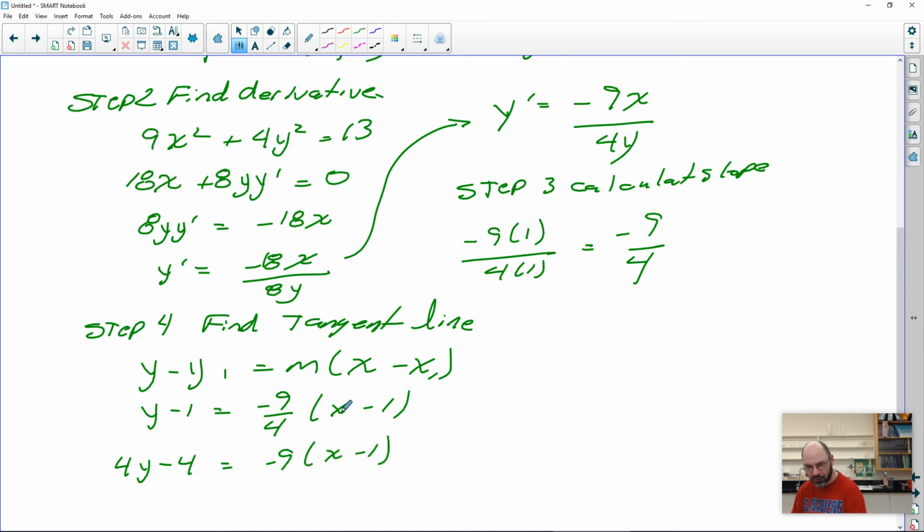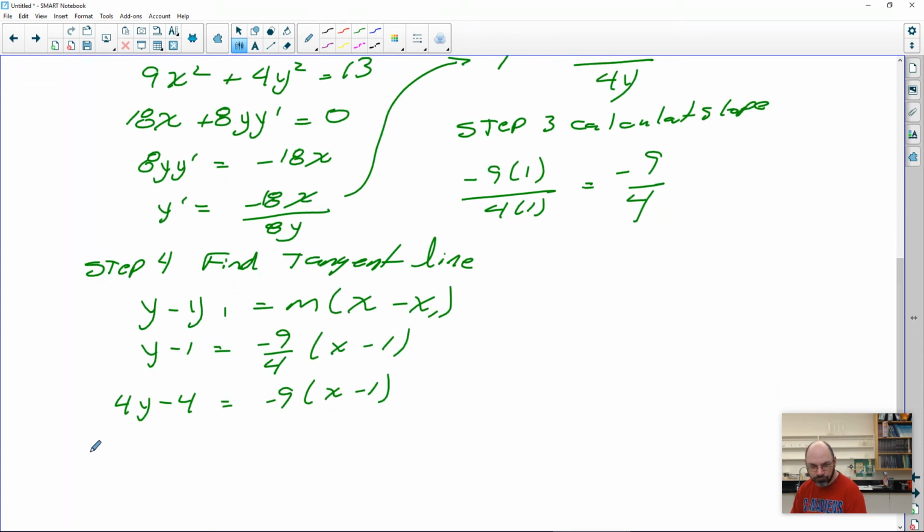Why didn't I multiply by 4? Because this is one term. This is considered one variable like that. You could expand it out and then multiply by 4. That works too. So if we do that, we end up getting 4y minus 4 equals negative 9x plus 9.